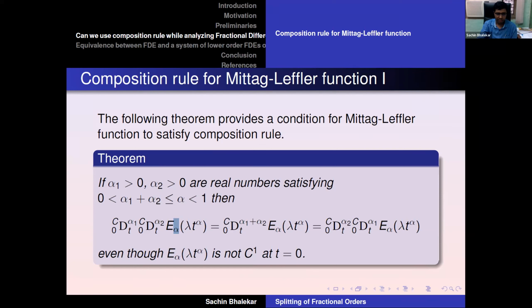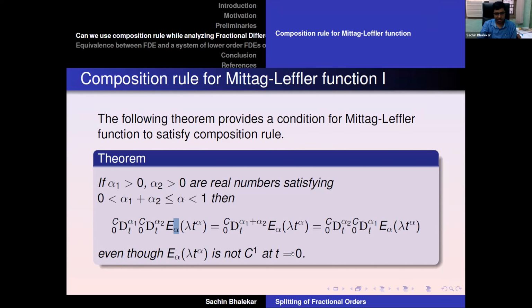Then we can write D^α1 D^α2 E_α(λt^α) is the same as D^(α1+α2) E_α(λt^α), and it is again the same as D^α2 D^α1 of the same function. And this is true even though this function is not continuously differentiable at t equal to 0.